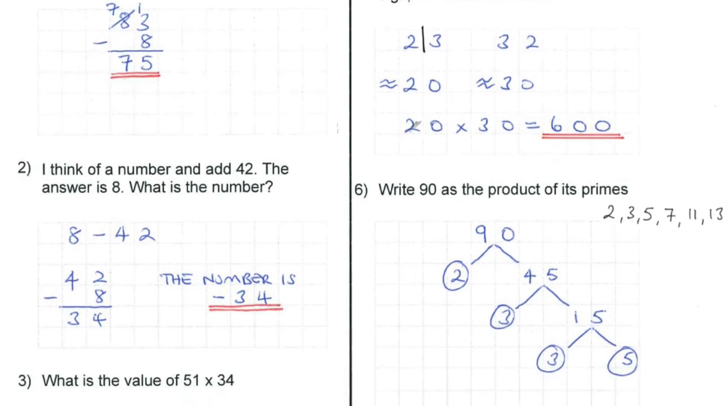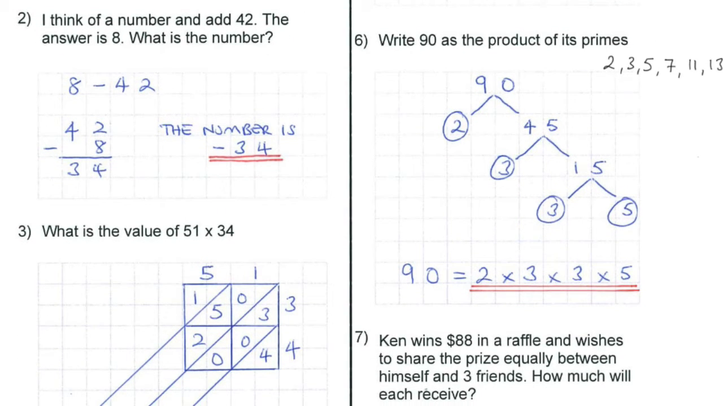For question 2, I think of a number and add 42. The answer is 8. So what's the number? Well, we have to start with the answer, so 8, and we're going to subtract 42. Now, if you're not happy on doing these, that's quite hard to think of sometimes. The easiest way is to start with the larger number and to subtract the smaller one. So it becomes a very simple subtraction. We get an answer of 34. But what we need to remember is because we started with a smaller number and we're subtracting a bigger number, then the answer will be negative.